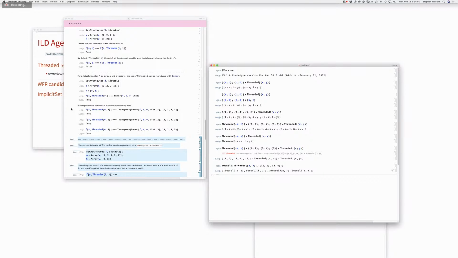Do you really want to do that, set attributes F listable? Why don't you just do plus? We can. It's just a way of showing more generality, but yeah, we can do more plus. Okay. A plus threaded of V inner, inner plus.